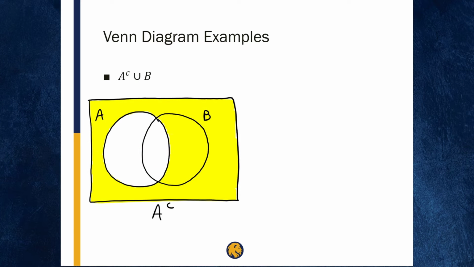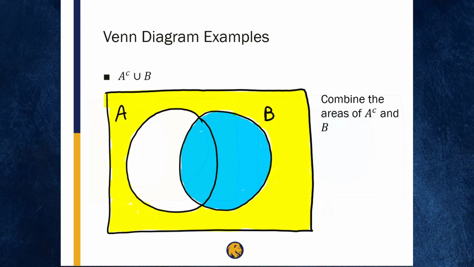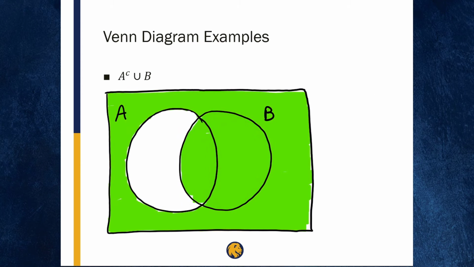Here's another one. A complement union B. Let's first consider what A complement looks like. So I've shaded in a Venn diagram to show what A complement looks like. It's everything outside of A. And I want to union that with set B. So what that means is we join these two together. We combine the areas highlighted in both of the Venn diagrams. So it looks something like this. Or if I just put it all in the same color, this is what it would look like. A complement union B. Taking everything from A complement and everything in B and putting them all together.